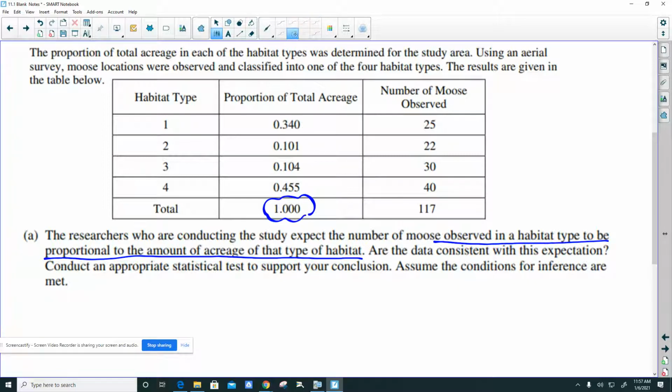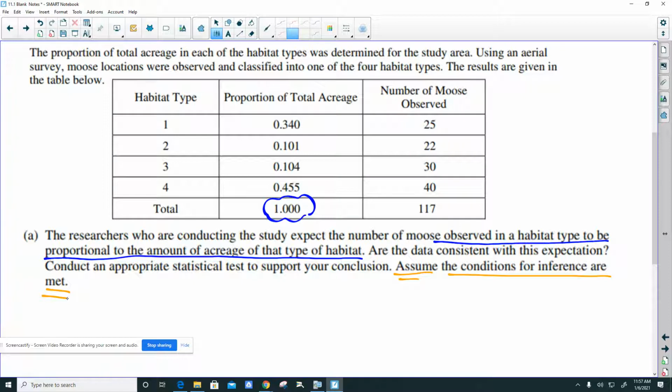Oh, and look at this last part here. It says, assume that the conditions for inference are met. If you ever read a problem that says to assume that the conditions are met, that means when you get to the step in the PHANTOMS acronym to list the conditions, that's the A there, you can simply remark, conditions are met, because that was given to us.